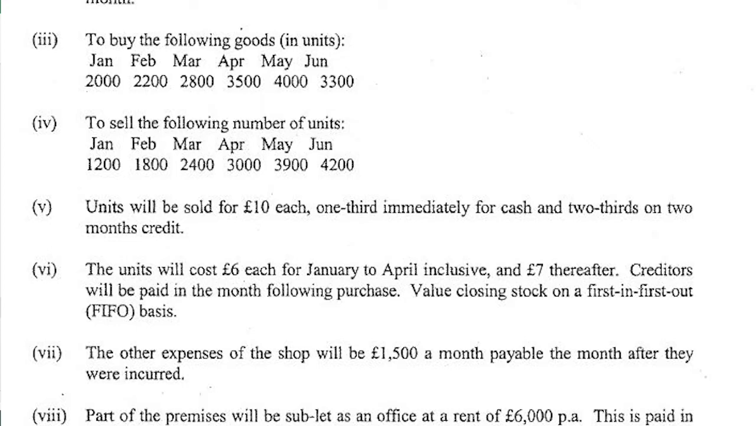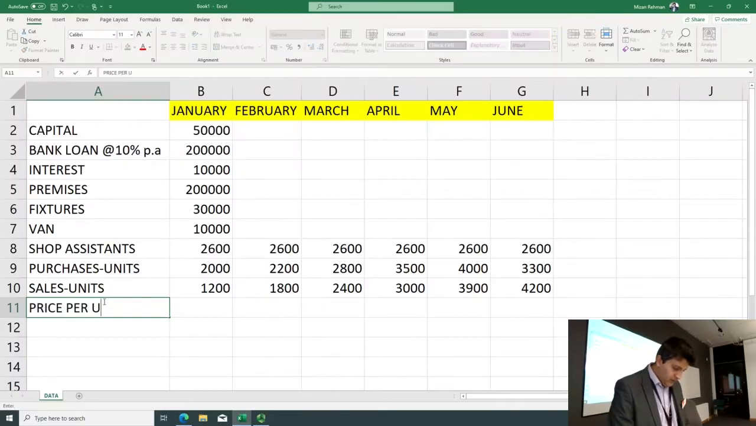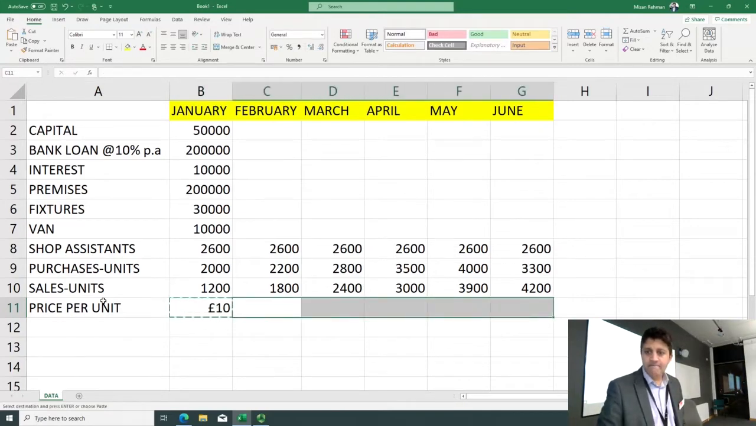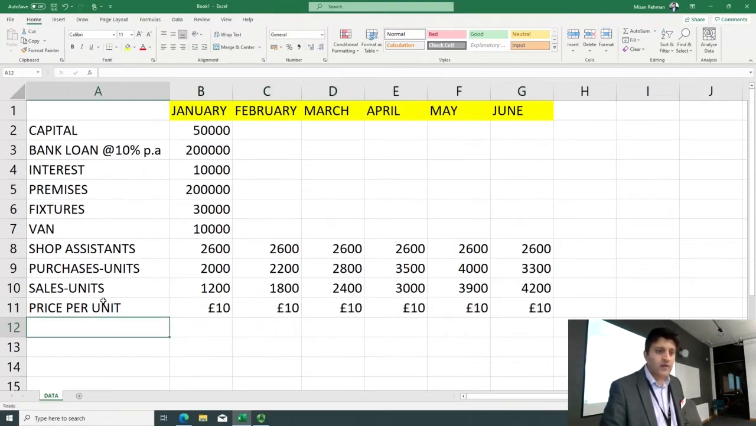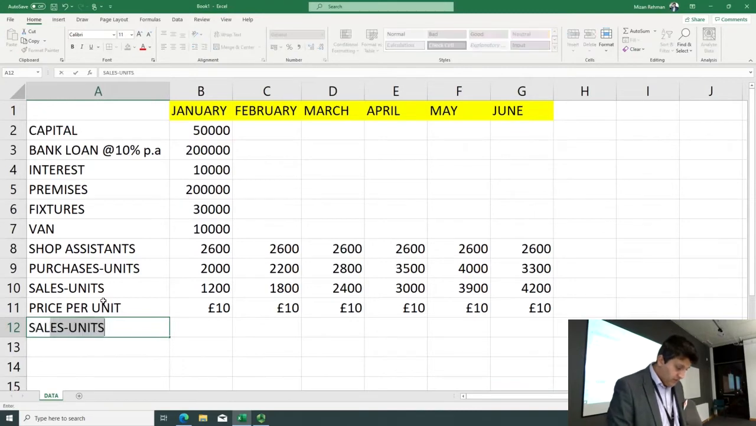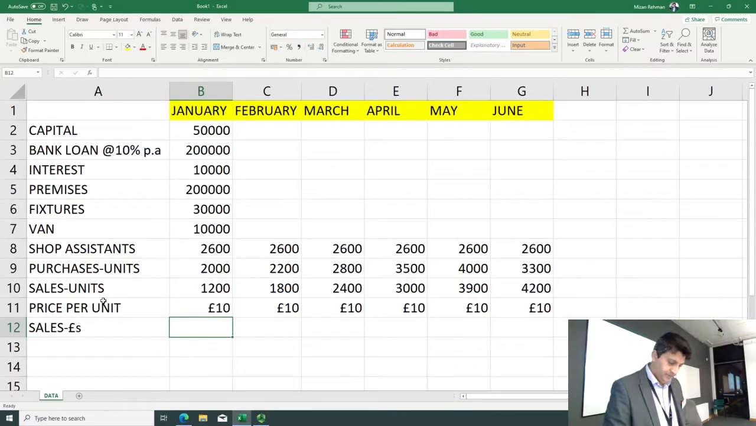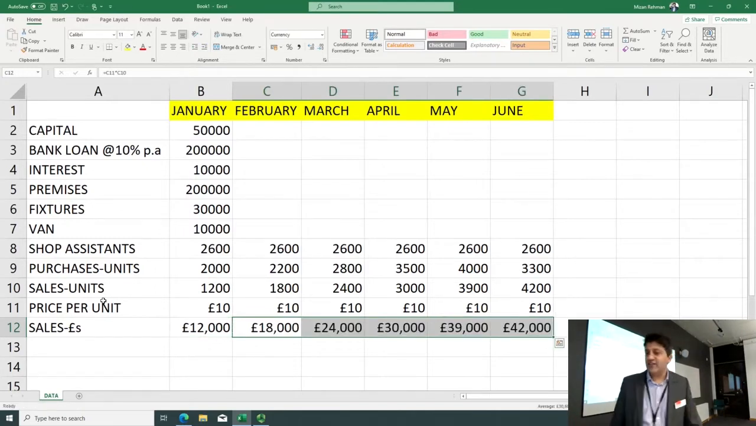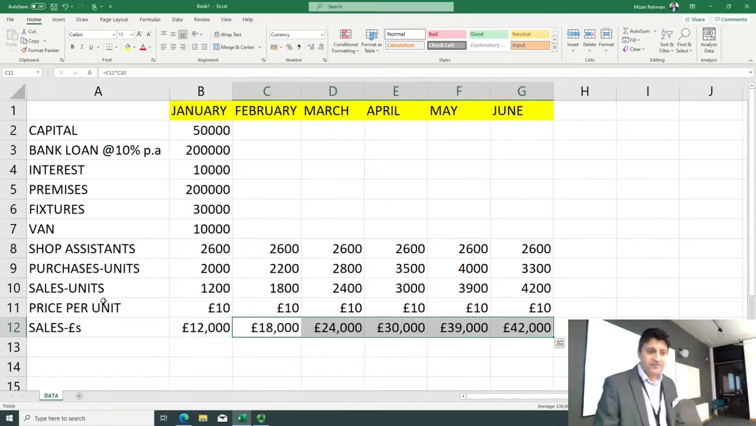1/3 immediately for cash and 2/3 on 2 months credit. So, price per unit 10. Our sales in pounds can be calculated by multiplying. This exercise is not for writing down. I know, only just for you to memorize. I have my laptop with me.